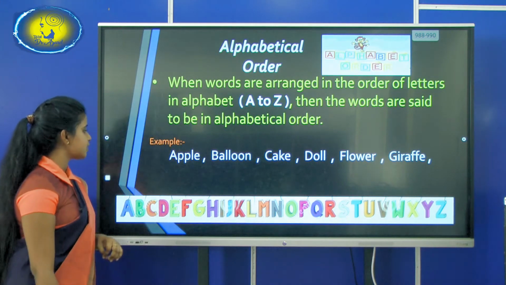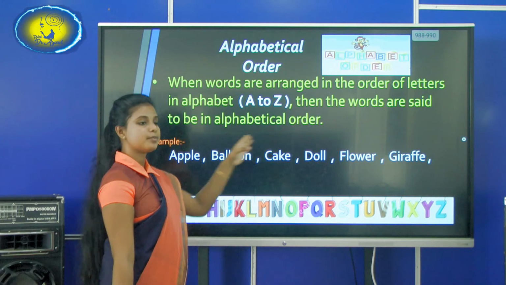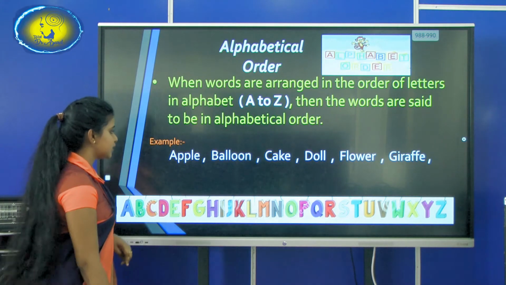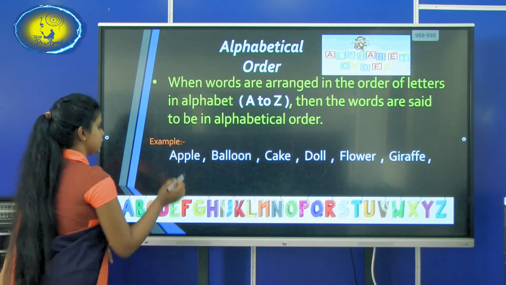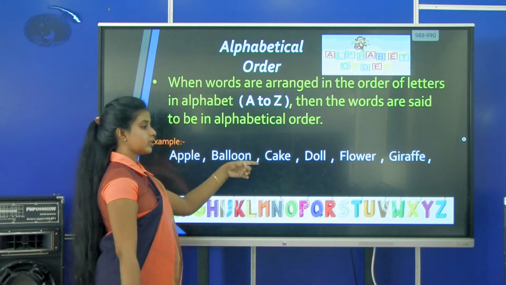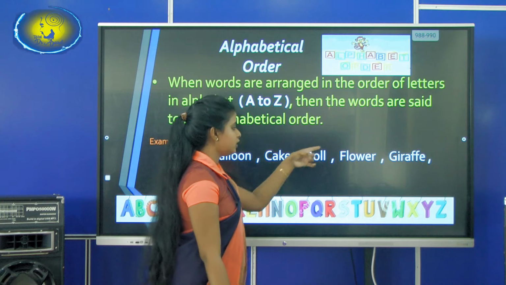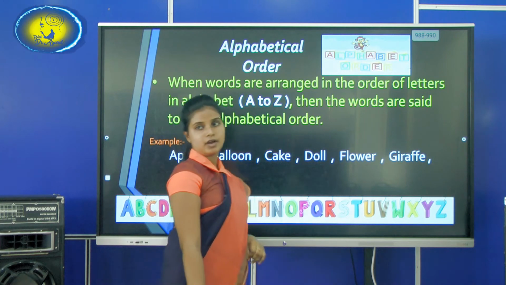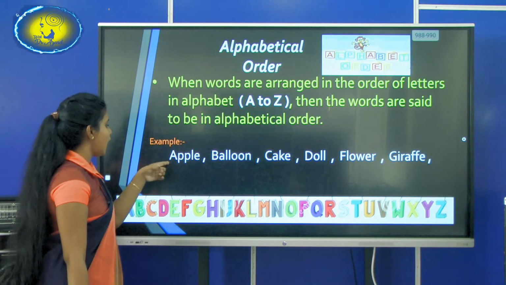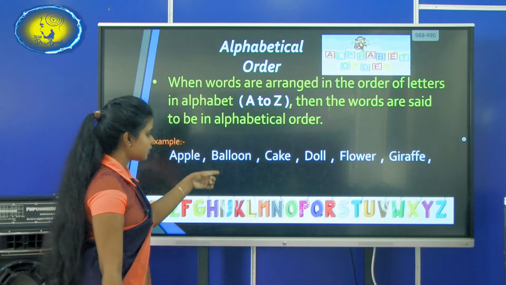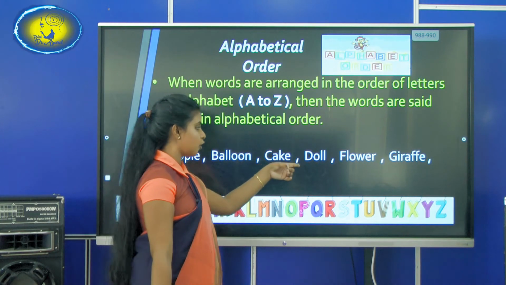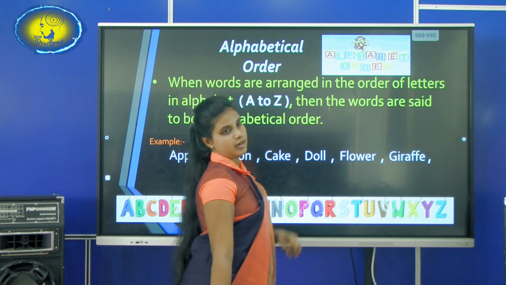For example, children, here I have taken some examples. Can you read them with me? Apple, balloon, cake, doll, flower, giraffe. Again, children: apple, balloon, cake, doll, flower, giraffe.